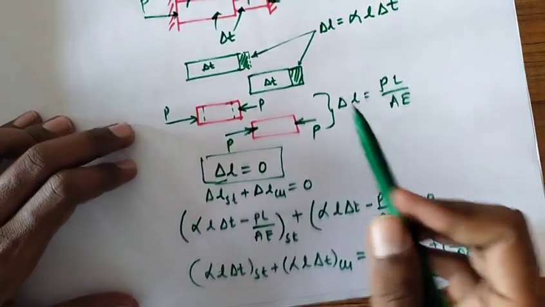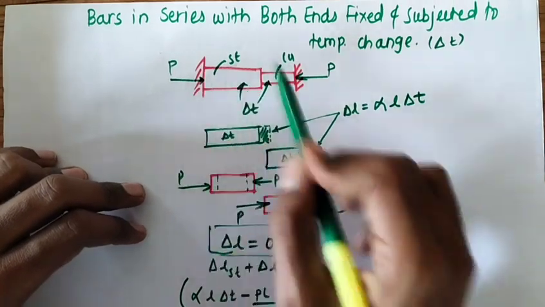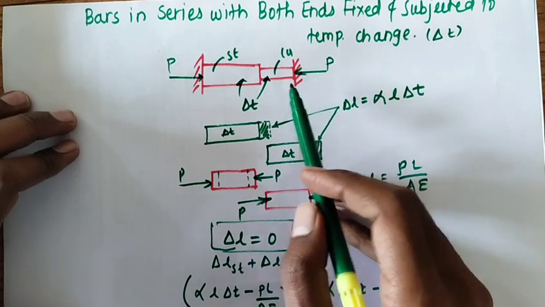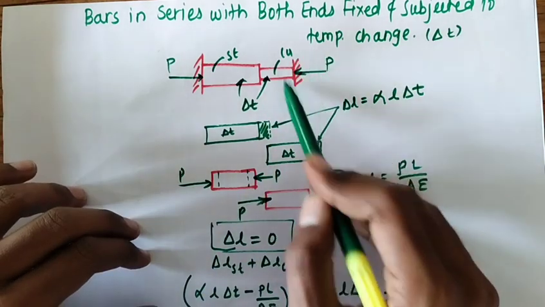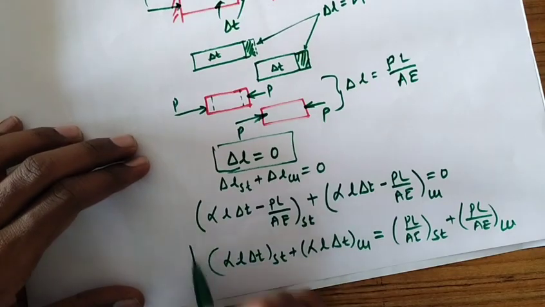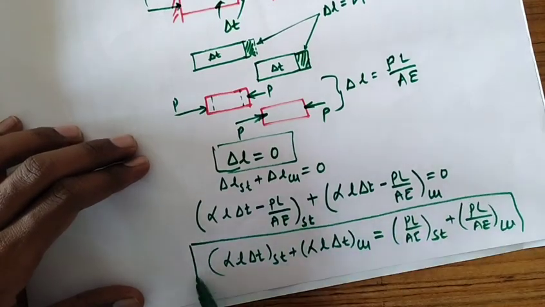to 0, as both bars are fixed at both ends, subjected to temperature change, as well as due to change in temperature there is some compressive force exerted by the supports on this bar. So this expression is used to solve numericals on this topic.